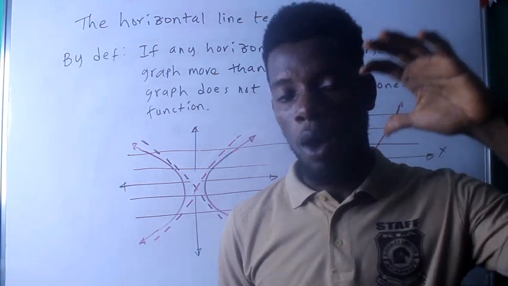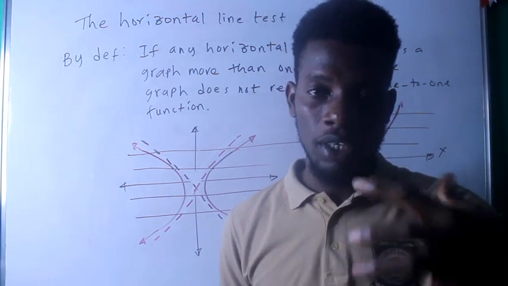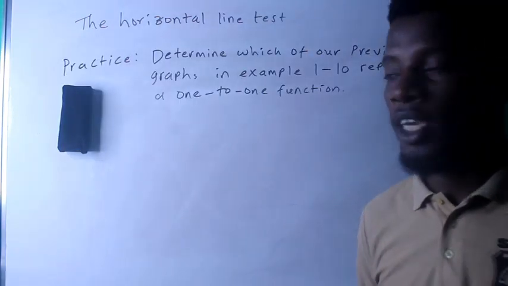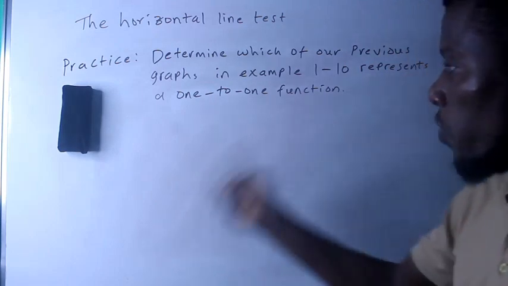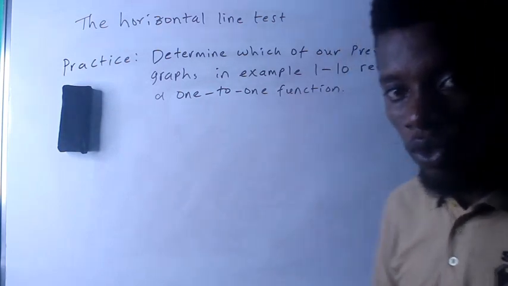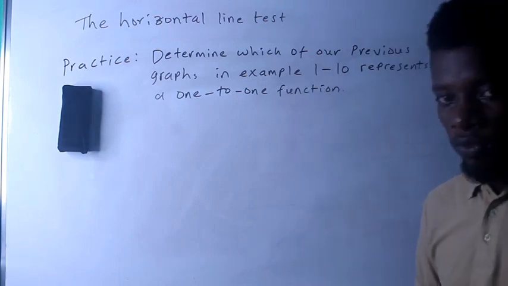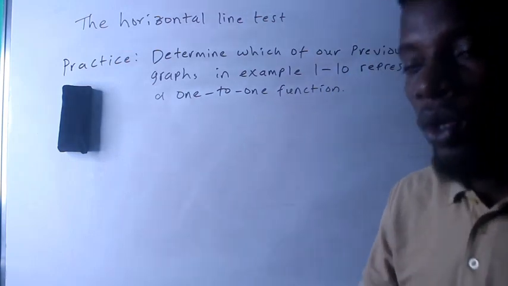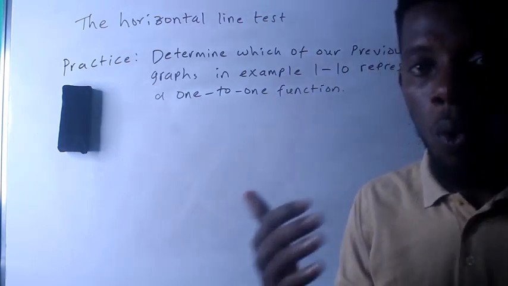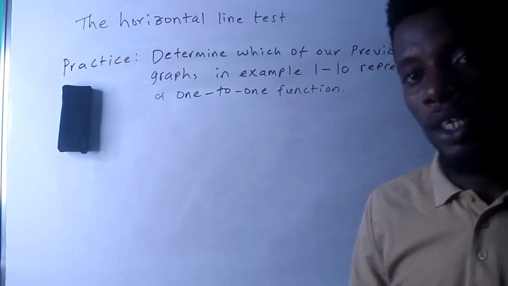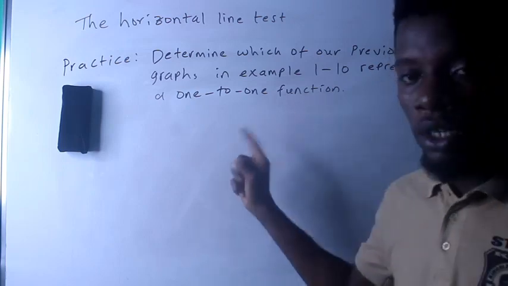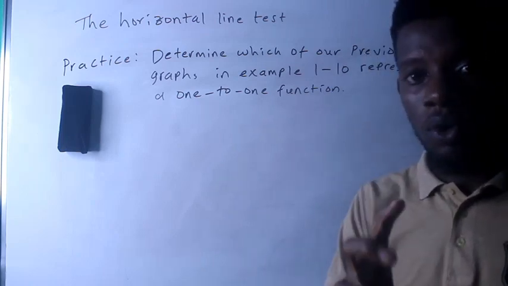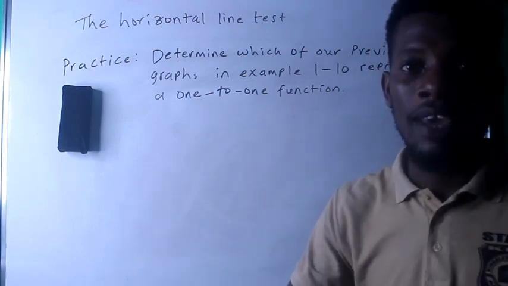So let's give you a practice question that you are going to do and submit your work in the comment section of this video. This practice question is on the horizontal line test. Determine which of our previous graphs in examples 1 through 10 represent a one-to-one function. We know that there were graphs that were functions and graphs that weren't. We want to know, for those that were functions, whether they are one-to-one or not. Do this practice question and post the result in the comment section of this video, and I can assure you that we're going to go through each of your solutions and give you feedback.